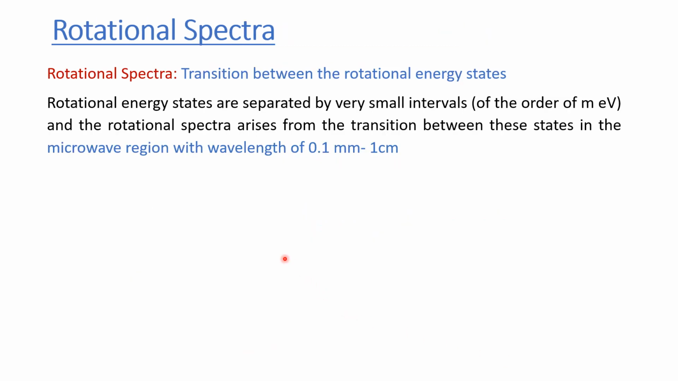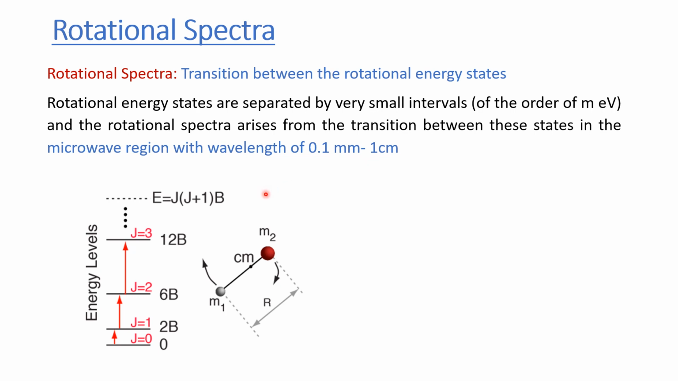Rotational spectra. The rotational spectra arise because of the transition between the rotational energy states. The rotational energy states are separated by a very small interval, of the order of milli electron volts, and the rotational spectra arise from transitions between these states. We have the rotational spectra in the microwave region, of wavelength between 0.1 millimeter to 1 centimeter.